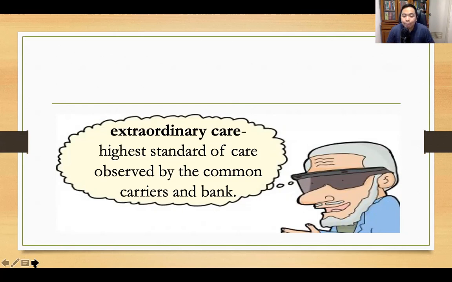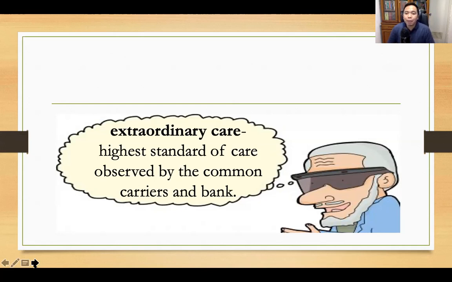What are examples of this? Common carriers, class, our public utility vehicles. Public utility jeeps, the buses. These are common carriers. That is what the law calls them, as opposed to private carriers or private vehicles. Common carriers, under the law, are obliged to observe extraordinary care or the highest standard because the law wants to protect the general riding public.